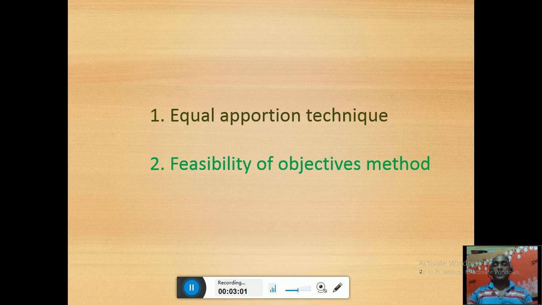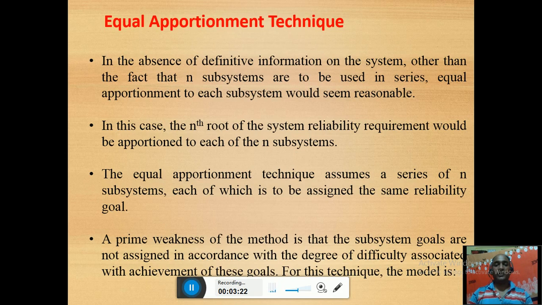So if you don't have any idea about the complexities of the components, then we go for the equal apportionment technique, and we assume that all the components work independently, have the same weightage, and are put in a series configuration. We have already discussed many things about it. In the absence of definitive information on the system, other than the fact that n subsystems are to be used in series, equal apportionment to each subsystem would seem reasonable.